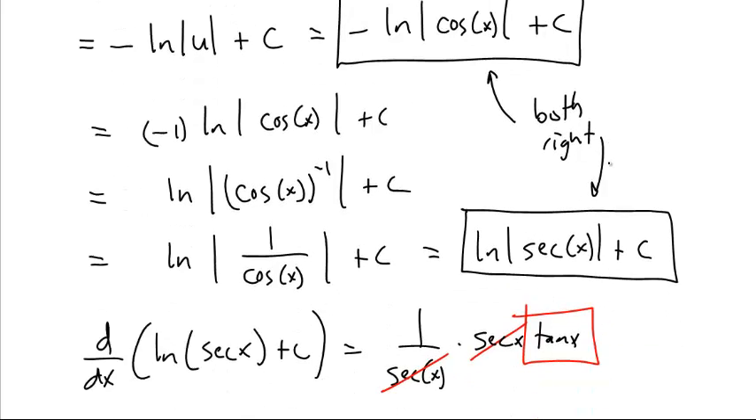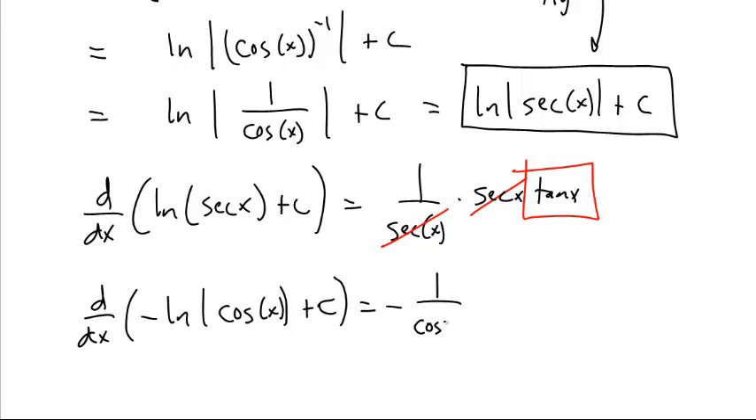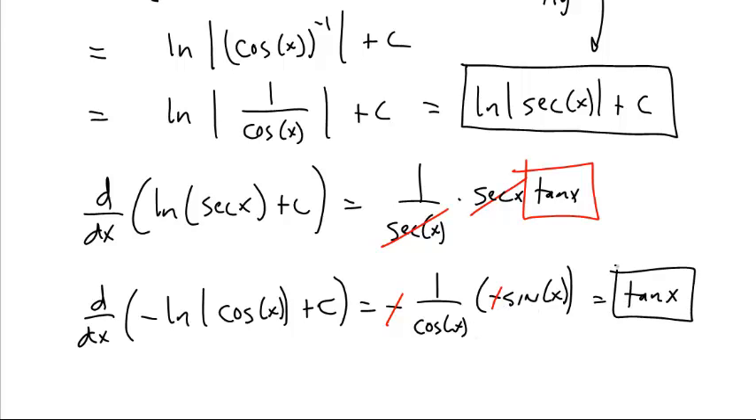Oh, you want to do that? Why not? The derivative of negative the natural log of the absolute value of cosine of x plus c is what? Leave the negative, the constant, out front. The derivative of natural log of anything is 1 over that thing times the derivative of what's inside. The derivative of cosine is negative sine of x, and the negatives cancel out. And you are left with sine of x over cosine of x, also known as tangent of x, also known as what we wanted.